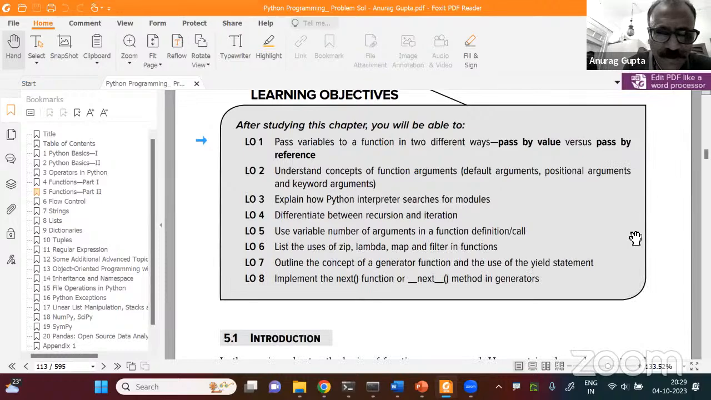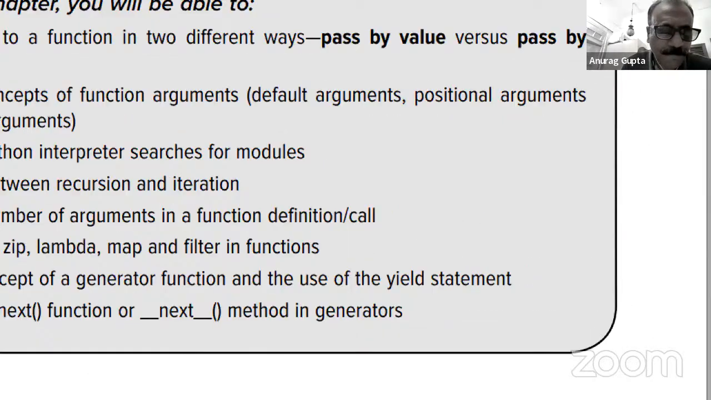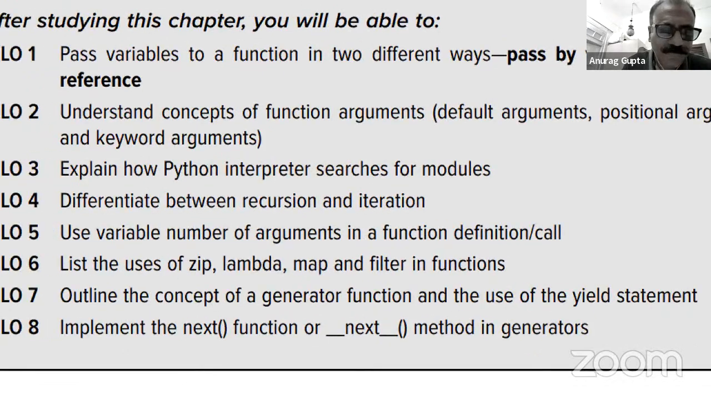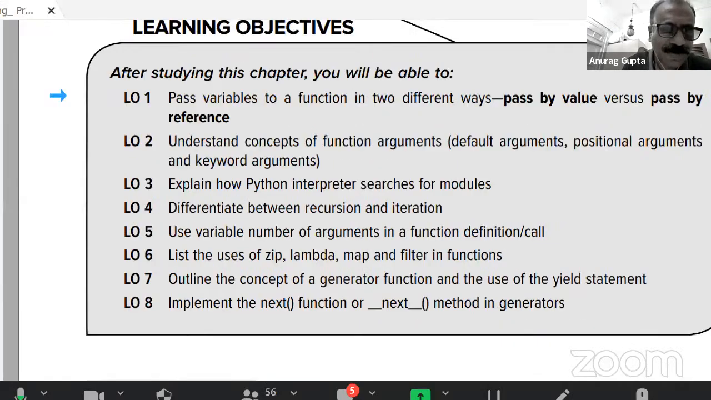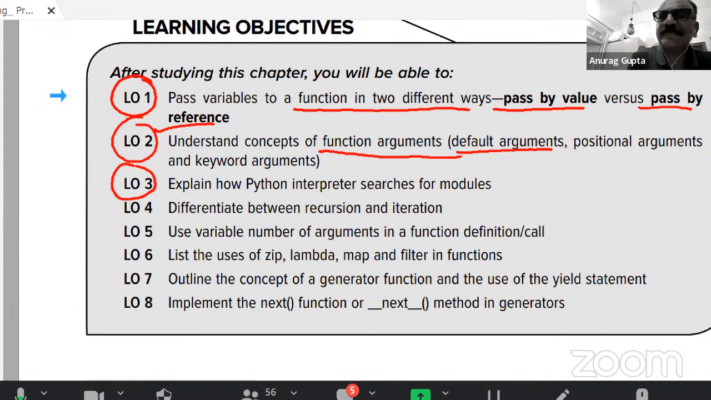These are the learning objectives of my book. McGraw-Hill likes to use these words: LO1, LO2, LO3. LO1 was passing the function in 2 different ways: pass by value, pass by reference. Then the concept of function arguments: default arguments, positional arguments, and keyword arguments.